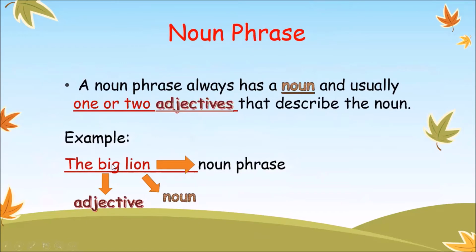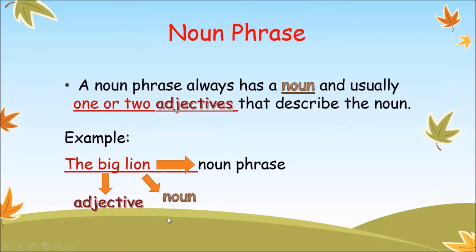The big lion. This is group of words, right? No complete idea. And this is a noun phrase. How do I know that this is a noun phrase? Because I have an adjective, which is big, it's an adjective, and I have lion, which is a noun. Okay, so again, a noun phrase always has a noun and usually one or two adjectives. So when you see group of words that have a noun or one and two adjectives, this is what noun phrase. The big lion is a noun phrase because big is an adjective and lion is a noun.